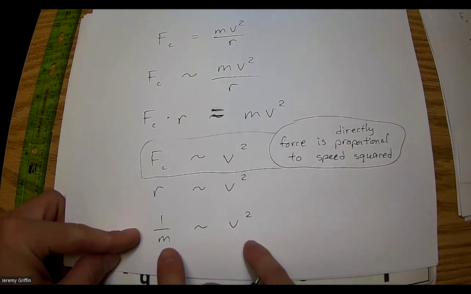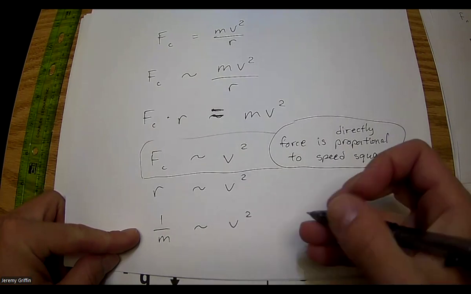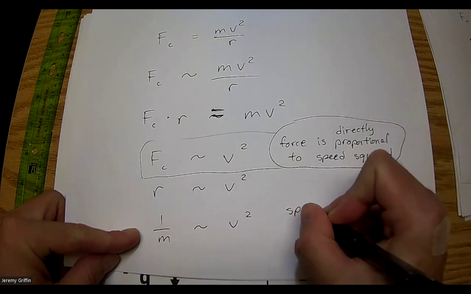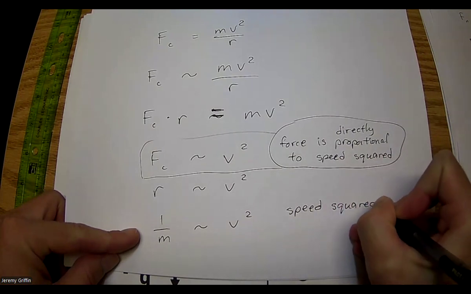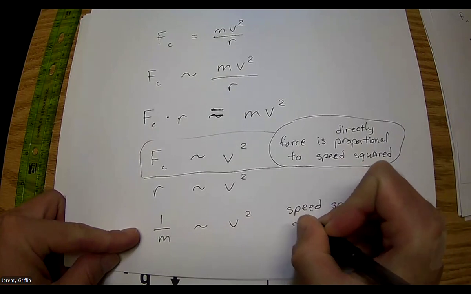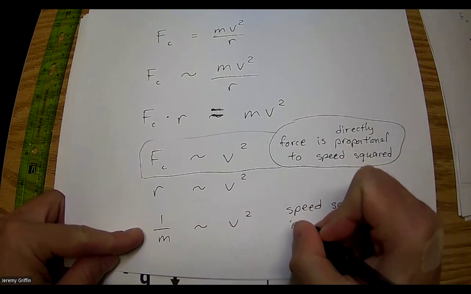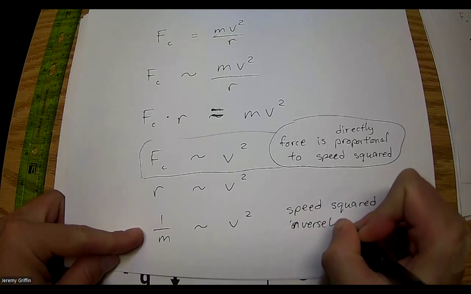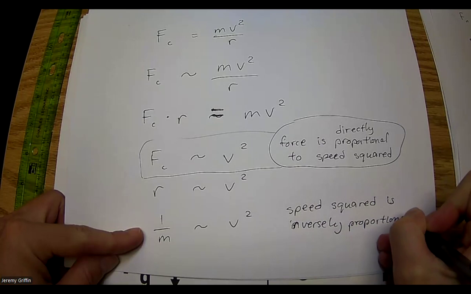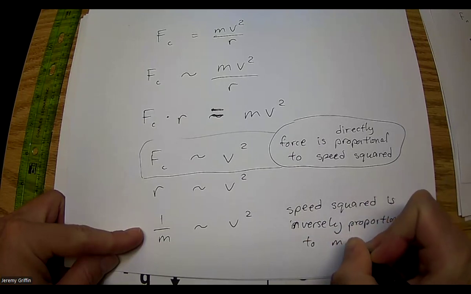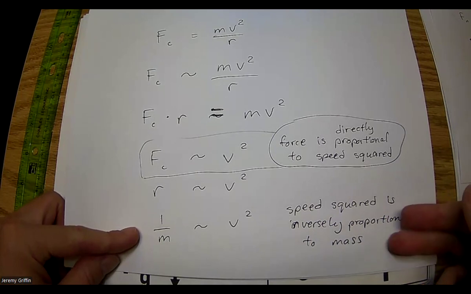And you could go either way. So it could be 1 over the mass proportional to v squared. You could do that, right? But you could swap the left and right. So maybe look at this. You could say, here, this could also be correct: speed squared is inversely proportional to the mass. Maybe I could say that. Or you could say directly proportional to 1 over the mass. Okay, something like that, if you spell it out.